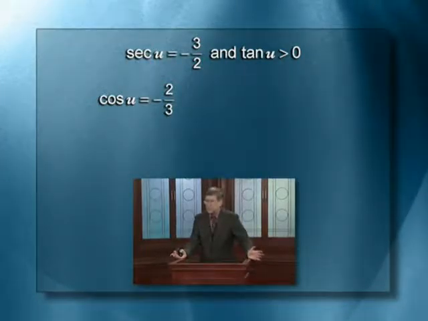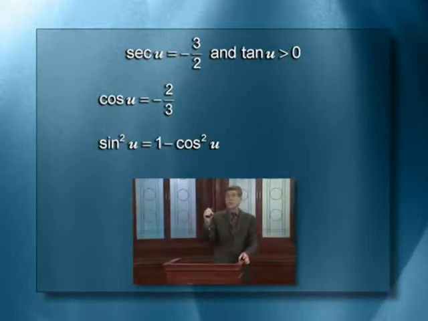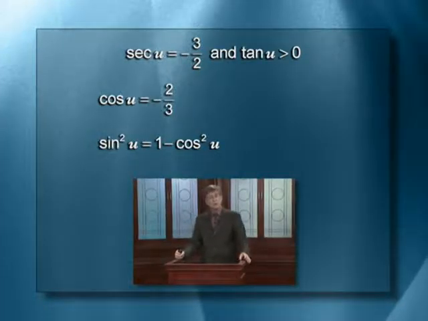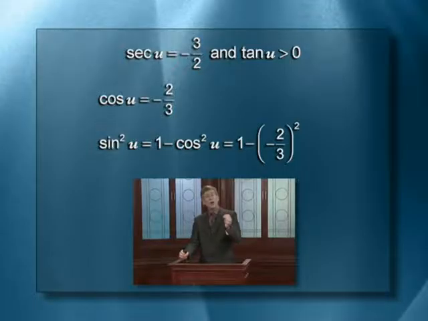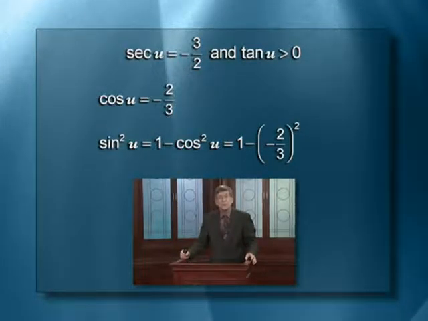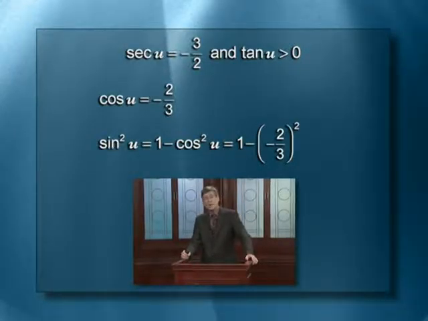Okay, so cosine's -2/3. How can we find sine? The fundamental identity, sine squared plus cosine squared equals 1, is equivalent to saying sine squared is 1 minus cosine squared. So let's plug in our value for cosine, and we have sine squared u equals 1 minus -2/3 all squared. And that turns out to be 4/9. 1 minus 4/9 is 5/9. So sine squared is 5/9.